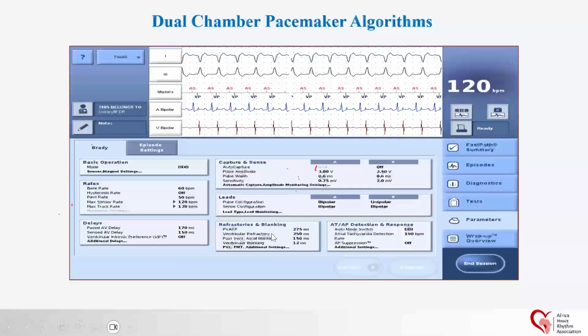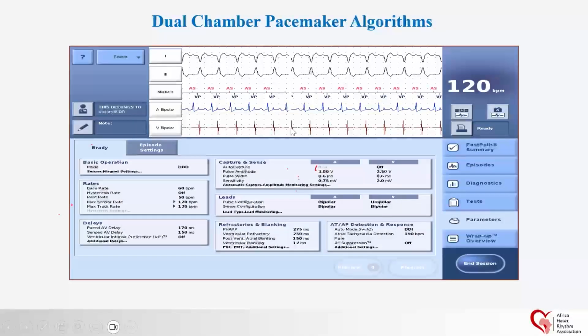Here we have all the periods or timing cycles that we have seen before, PVARP, ventricular refractory, and PVAB, that is post-ventricular atrial blanking, and we have also the ventricular blanking. And here we have the mode switch, automatic mode switch, AMS, that we can program. That means the rate of the ventricle will not track the rate of the atrium in case of atrial tachycardia or atrial fibrillation.